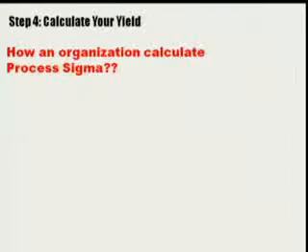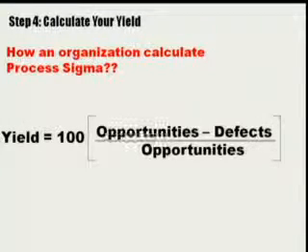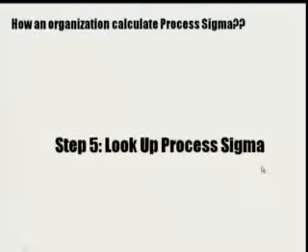Step 4 is to calculate the yield, and that's very important. How an organization calculates process sigma is based on calculating the yield. And what is a yield? A yield is equal to the percent of this ratio here, which is the number of opportunities that you have to reduce defects minus the number of actual defects divided by the number of opportunities. Very simple definition that gives us the yield. And if you can calculate that, we're going to show you that by example in a minute.